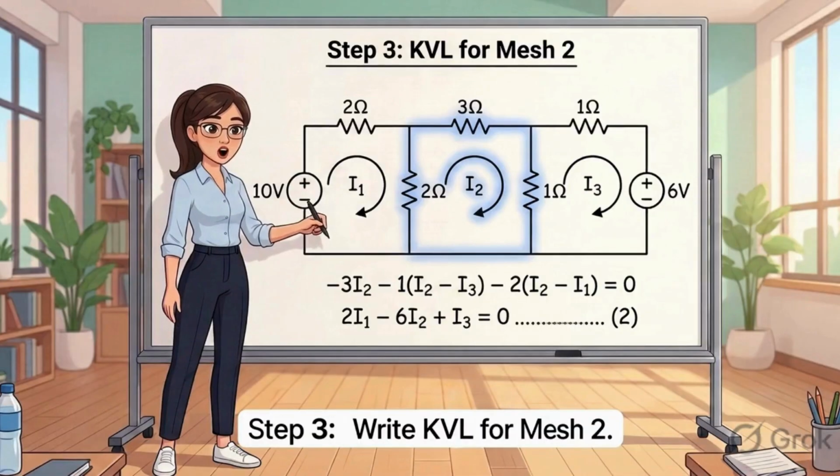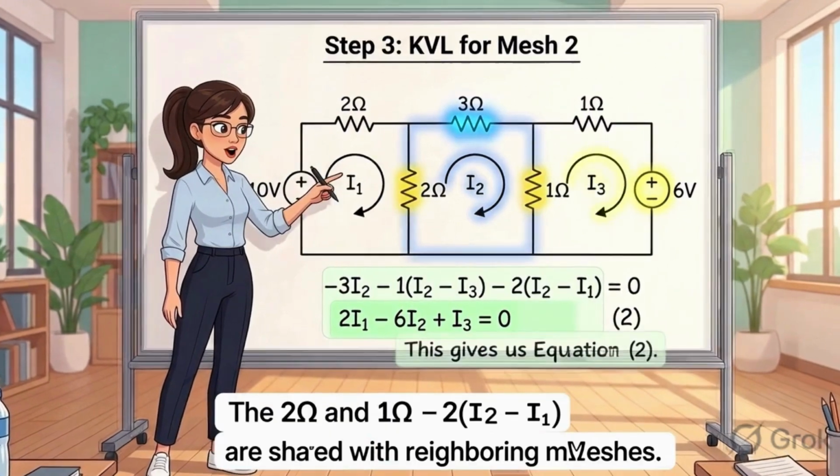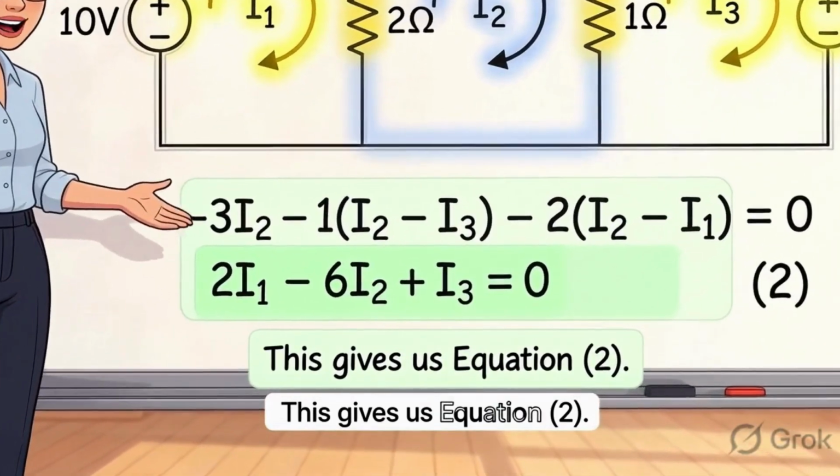Now let's apply Kirchhoff's voltage law to mesh 2. The 3-ohm resistor belongs only to this mesh. The 2-ohm and 1-ohm resistors are shared with the neighboring meshes. After simplifying, we obtain our second equation.